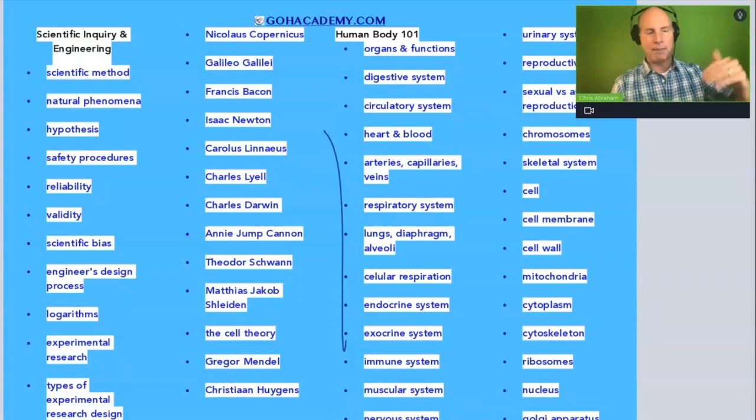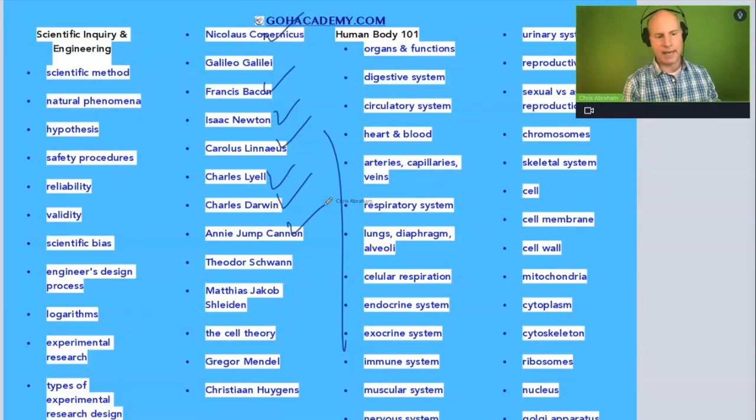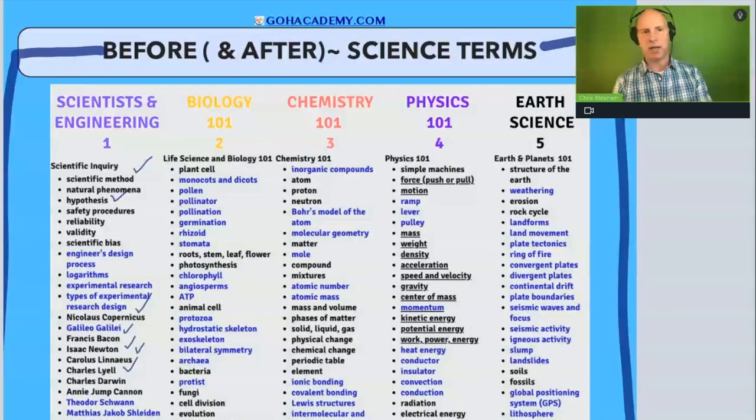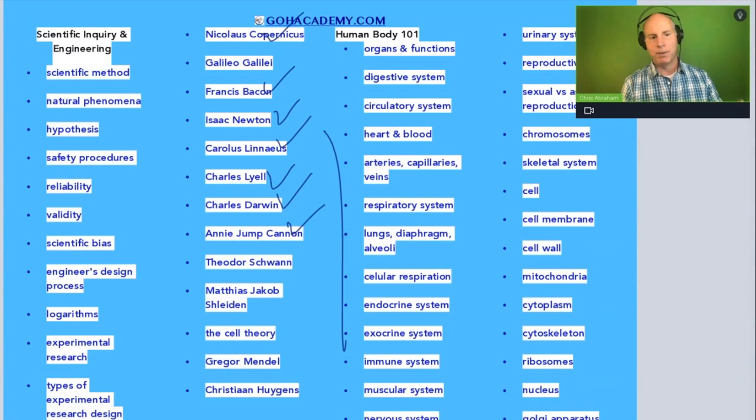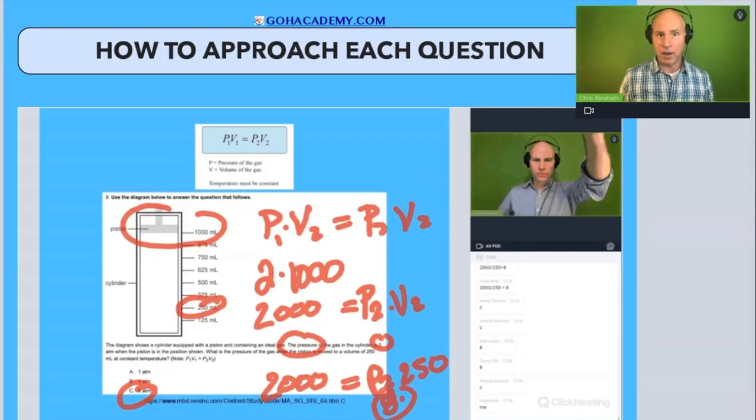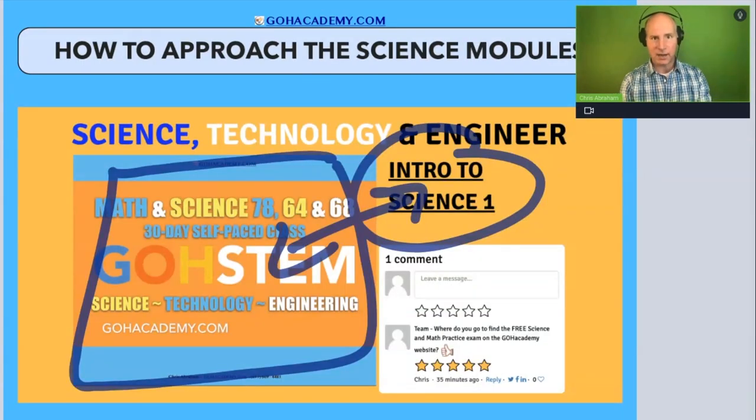The terms that overlap, Copernicus, Bacon, Newton, Linnaeus, Lyell, Darwin, Cannon, these are going to be similar ideas that you might see in the class. So you'll get that general review, but this should take you to the next level, okay? So I need you to make sure, one thing you do beyond the 6 hours, don't be like, I did the 6 hours, I watched the videos, I'm ready to go. No. You need to watch the 6 hours.